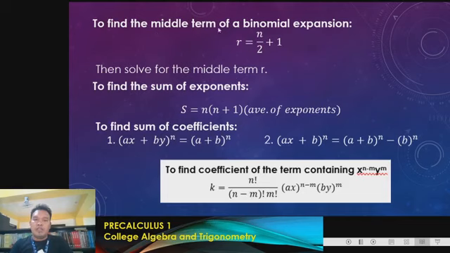Then, to find the middle term, so we have r, or yung term, which is equivalent kay n over 2 plus 1. Then, balik ulit ka dun sa kaninang formula para makompute yung specific term na yan, yung middle term na yan. Then, to find the sum of exponents, we have formula s is equivalent kay n times n plus 1 times the average of the exponents. And then, to find the sum of coefficients, we have formula (ax plus by) raised to n is equivalent kay (a plus b) raised to n, or (ax plus b) raised to n is equivalent kay (a plus b) raised to n minus b raised to n.